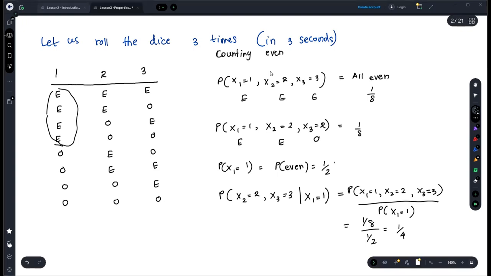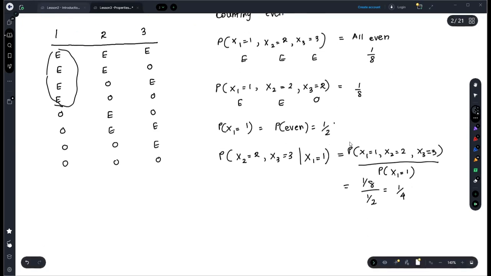Right? So likewise, we can calculate the conditional probabilities also. Any of these values, you can find those conditional probabilities. Now, can you prepare the joint distribution for x2 and x3 given x1 equals 1? How do you do that?